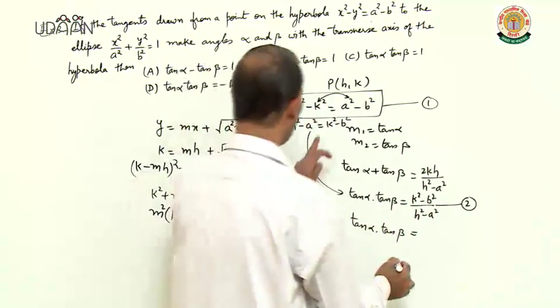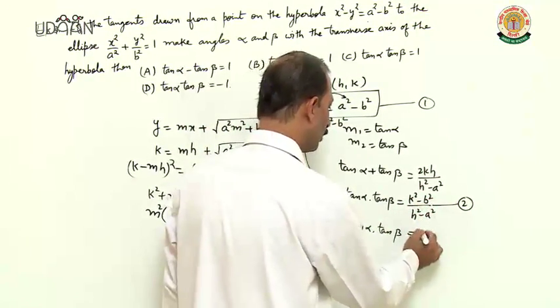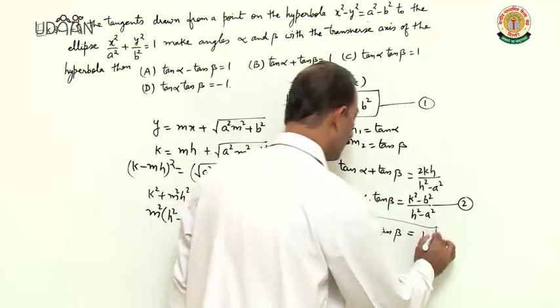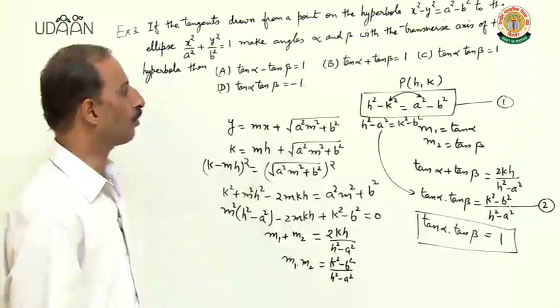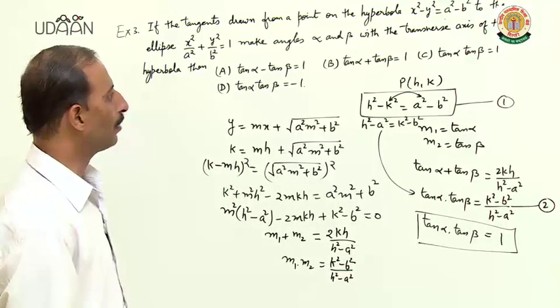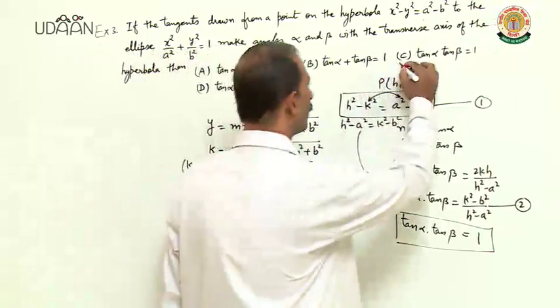Numerator is h square minus a square divided by h square minus a square. So you will get tan alpha into tan beta is 1. Now you can check which option is correct. Tan alpha into tan beta is 1, so option C is matched with this.